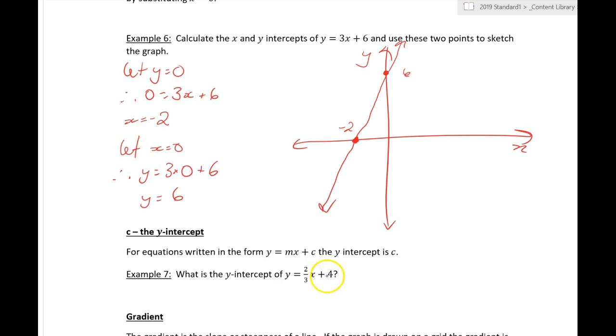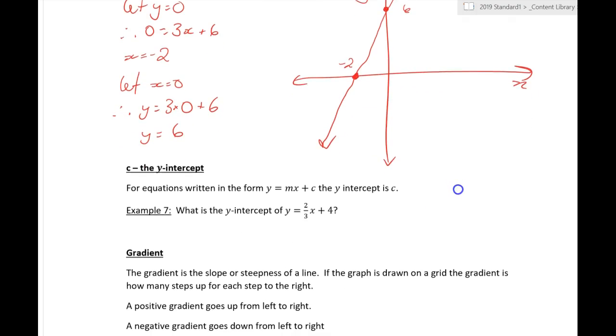So, y equals 2/3 x plus 4 means my y-intercept is 4. y equals 3x plus 6, my y-intercept is 6. Right, there we go, 6. We worked it out. That number on the end is the y-intercept. It's really easy to read off. It's often written as C.